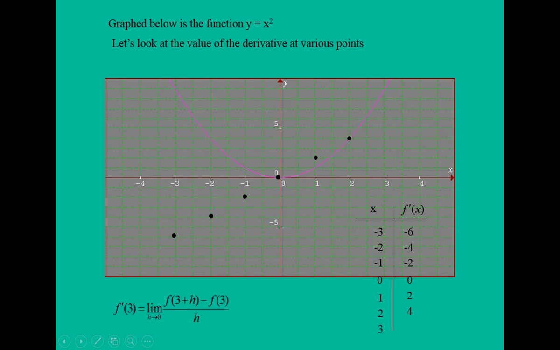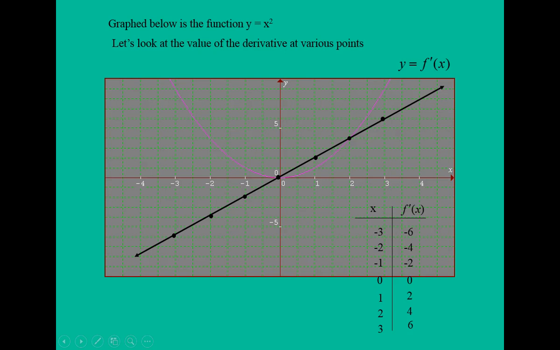All right, let's find this f prime of 3. That gives us 6. So there's another point we can plot. And now we could draw a line through those points. That represents the derivative function. That's our f prime of x.